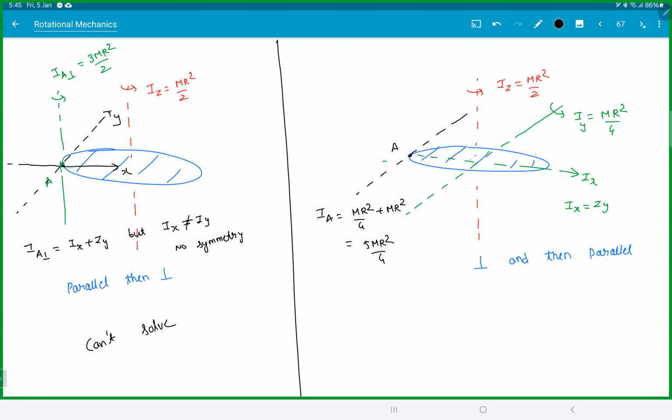So you can reach that point, IA parallel, using either parallel then perpendicular, or perpendicular then parallel. But perpendicular and parallel will work. And unfortunately, both the answers will be there in the options. So be careful.